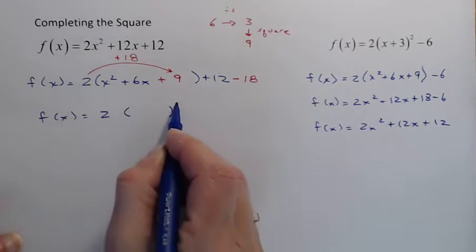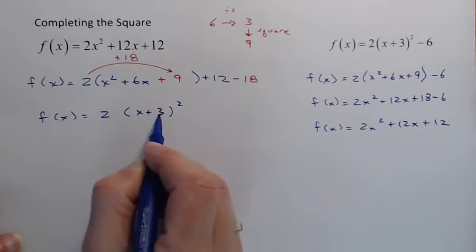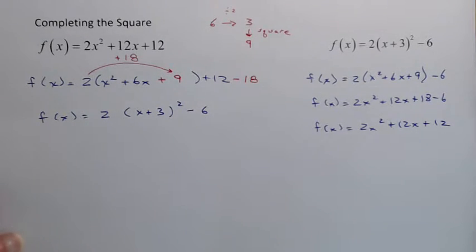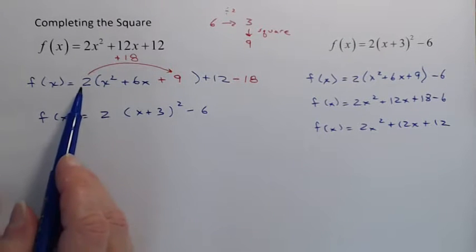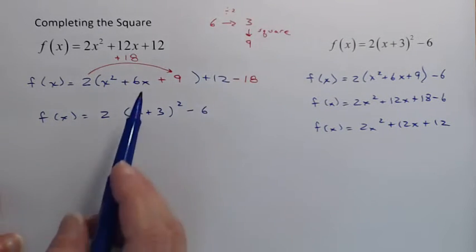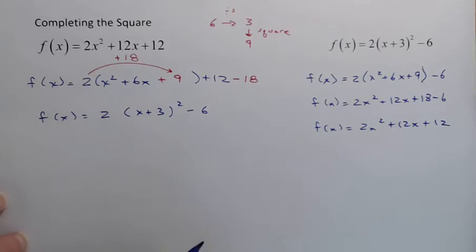But now we have all our pieces in place, and our function becomes 2 times, here is our perfect square trinomial, that's x plus 3 squared. And then collect our constant terms at a minus 6. And then we have it in what we call completing the square form. So again, first factor out the 2, then complete the square using half the middle term squared. I'll take a look at one more.